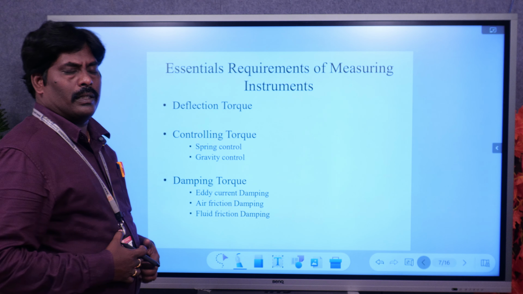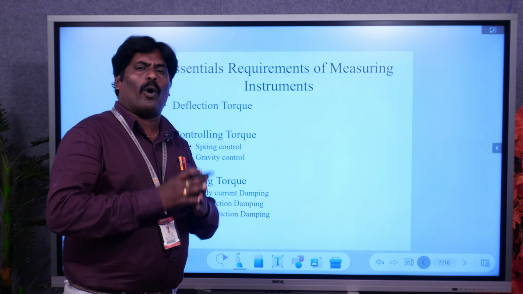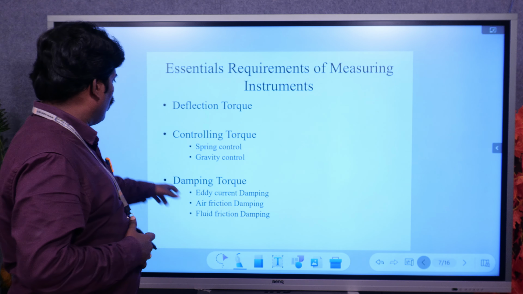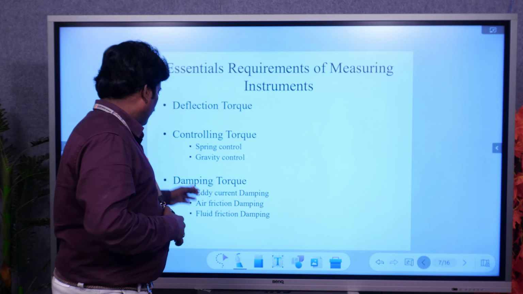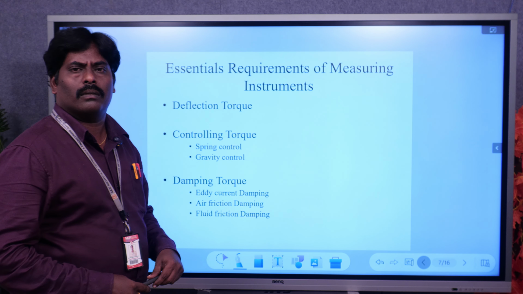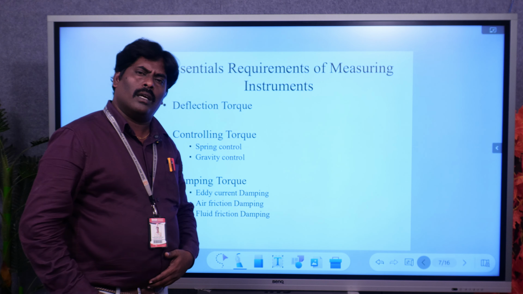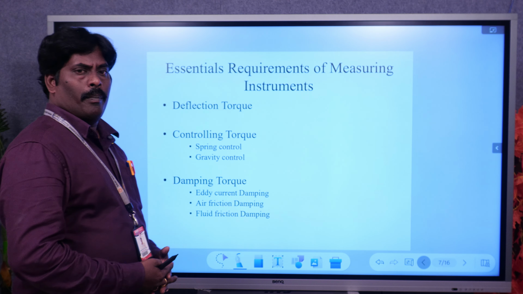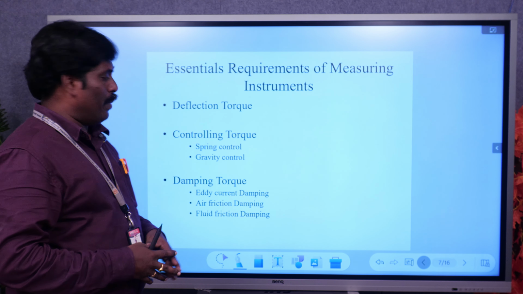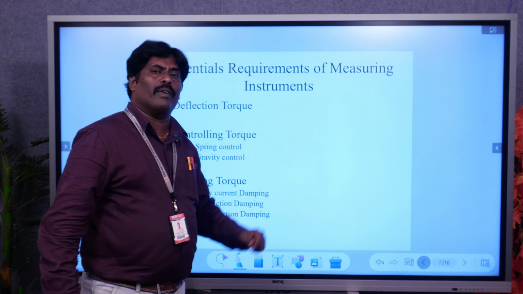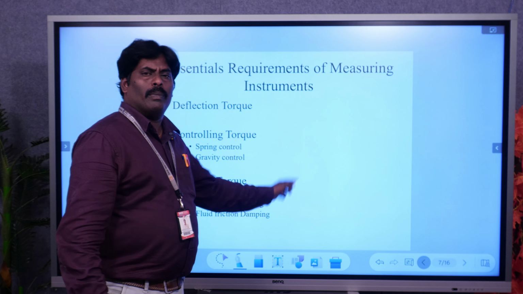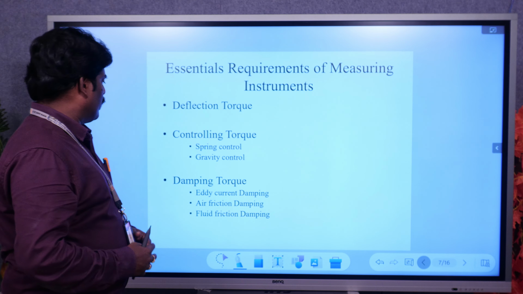Coming to damping torque. Damping torque is to stop the pointer at the final position as early and as quickly as possible. That is called damping torque. This damping torque is given by these types: eddy current damping, air friction damping and fluid friction damping. Eddy current damping produces a voltage based on Lenz's law, which opposes the original produced EMF. Based on that principle, eddy current damping is used. It is useful in measuring instruments where permanent magnets are used.